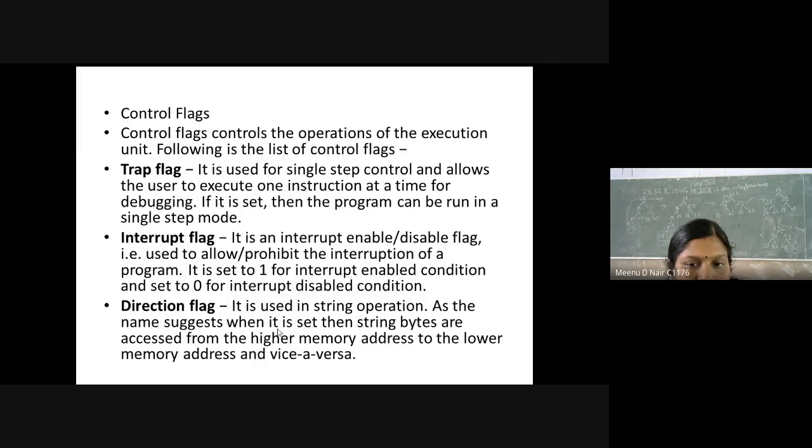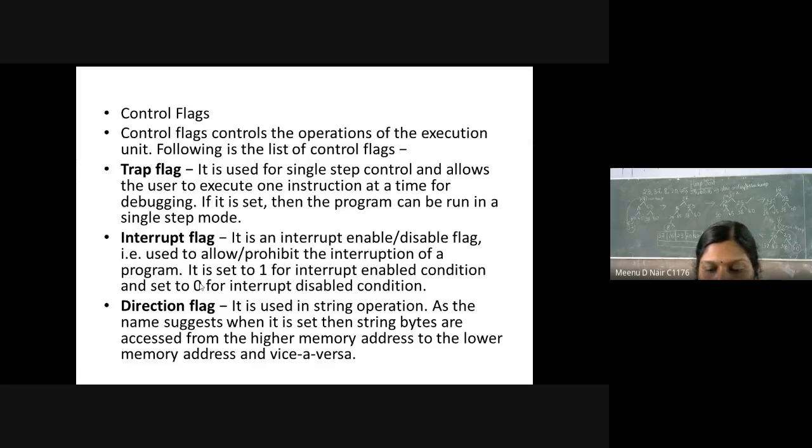Next one is the direction flag. The direction flag is used for string operations. As the name suggests, when it is set, the string bytes are accessed from the higher memory address to the lower memory address, and vice versa. If it is reset, that is 0, you can access from the lower memory address to the higher memory address. So these are the control flags: first the trap flag, second the interrupt flag, and third the direction flag.